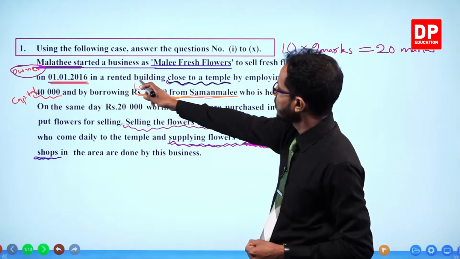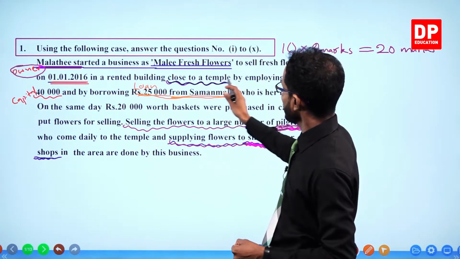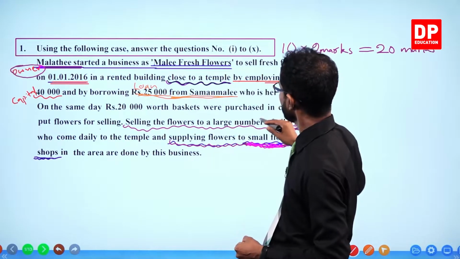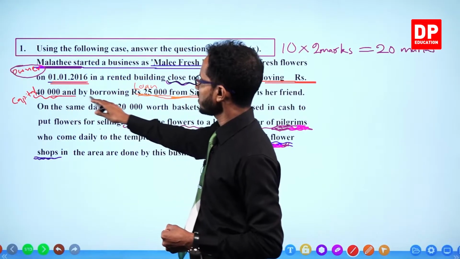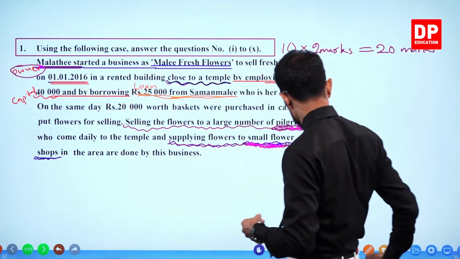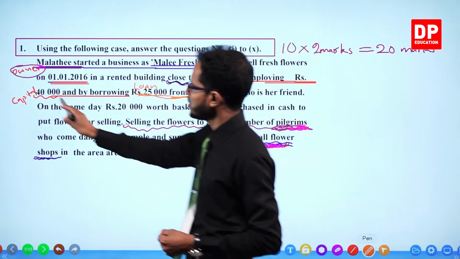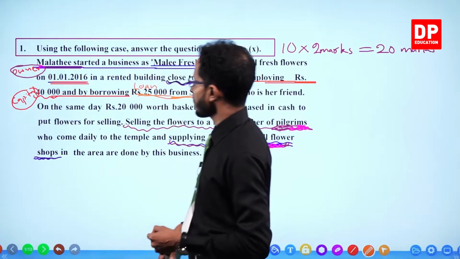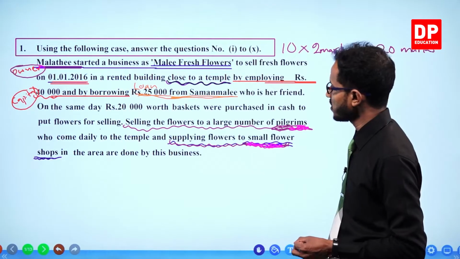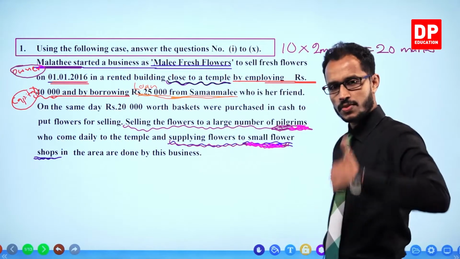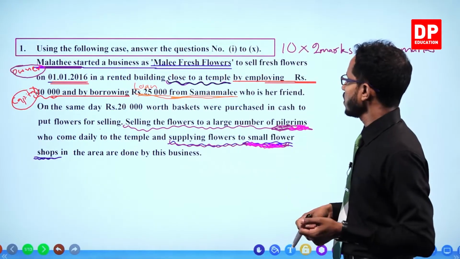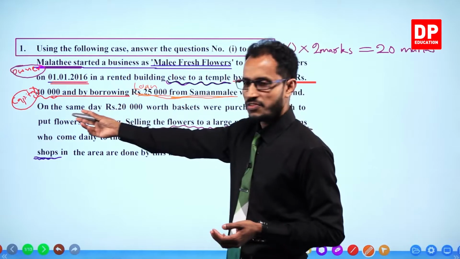What equity do we have? Here, employing rupees 40,000. See, we have written the word capital. So capital is 40,000, and there is a loan of 25,000. Capital we have, liabilities also we have. Now we know how much the assets are. Let's check whether there is any more information.